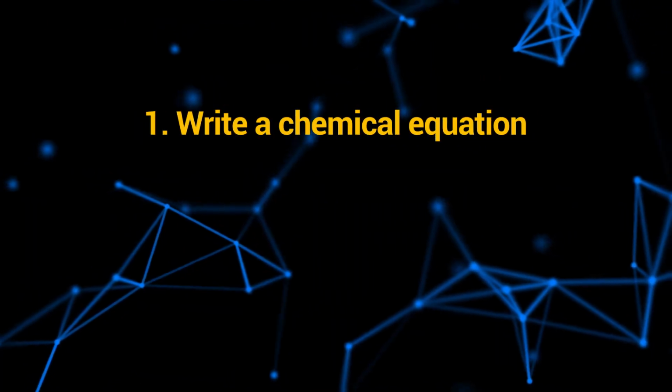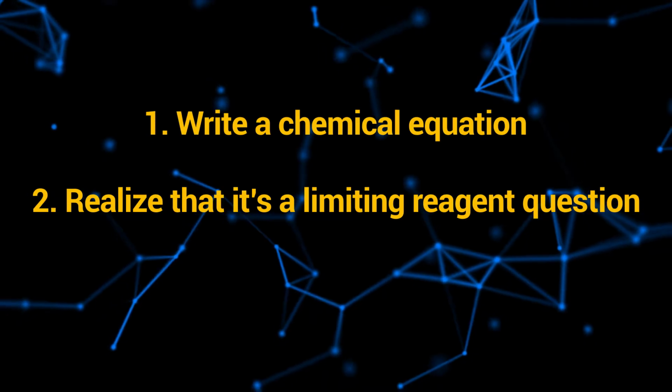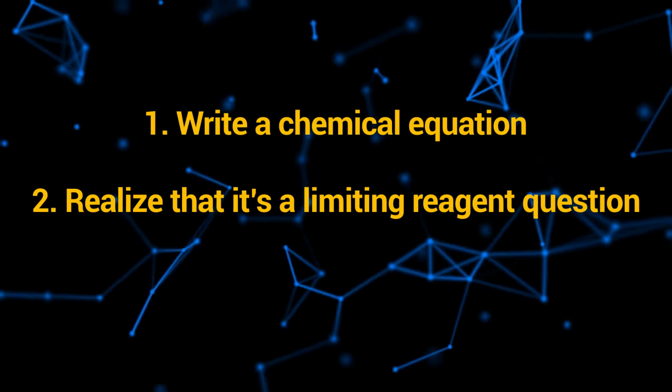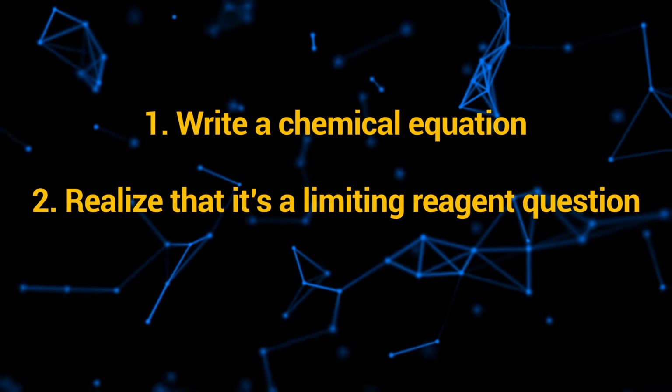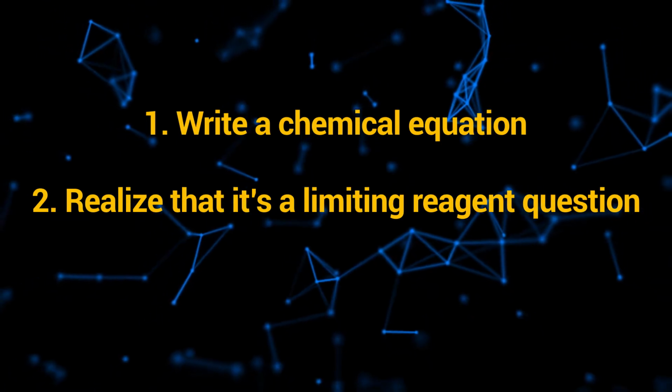To solve this question, we need to do three things. The first thing would be to write a chemical equation. The second thing is that you need to realize that this is a limiting reagent type of question. And the reason why is because the question doesn't specify we have an excess amount of oxygen. All it says is that we used 9.00 grams of oxygen.